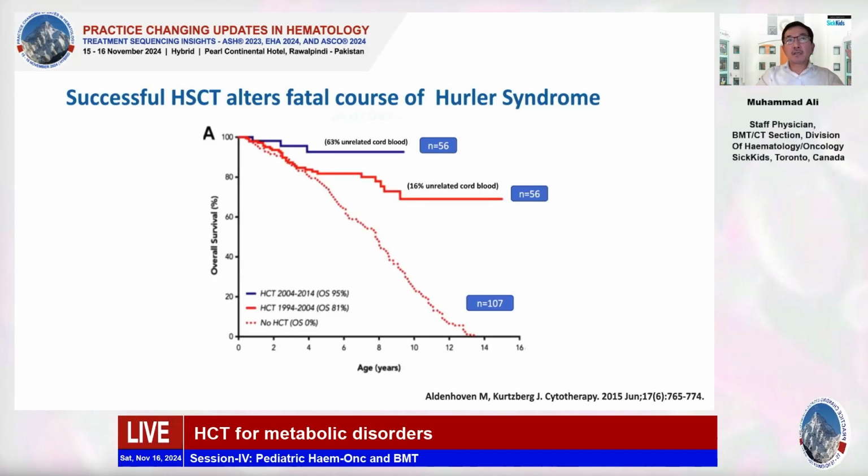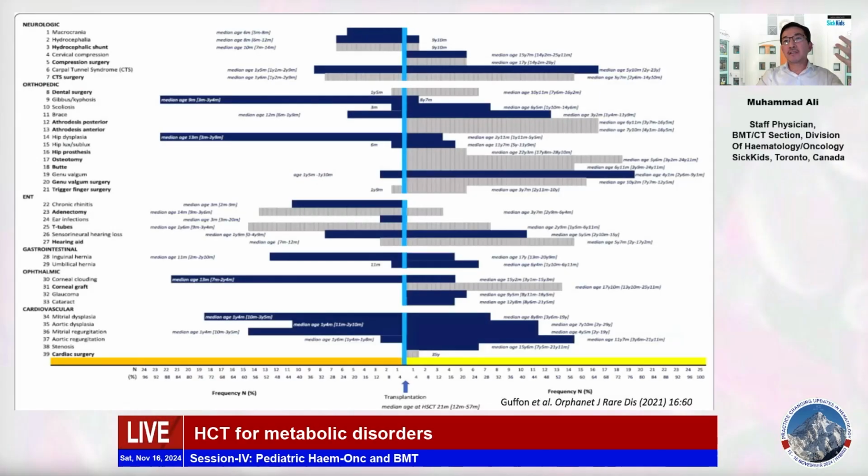The transplant over time has been shown to alter the fatal course of Hurler syndrome, as shown in this diagram. A patient who received transplant, particularly in recent times, had a much better outcome. So almost 90% of these patients are now surviving with the help of transplant, while patients who did not receive transplant, over time, unfortunately, often passed away. And because they are surviving longer, they are anticipated to accumulate a significant long-term burden of the disease.